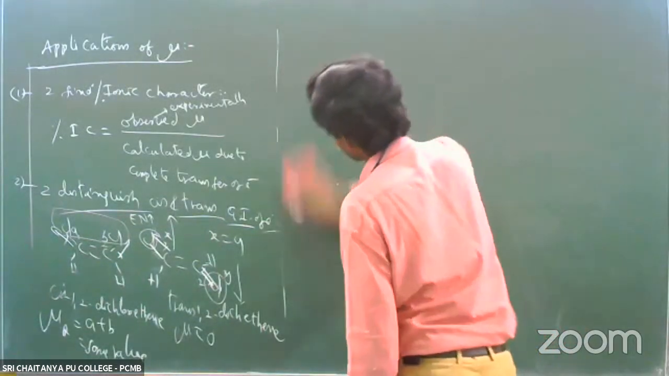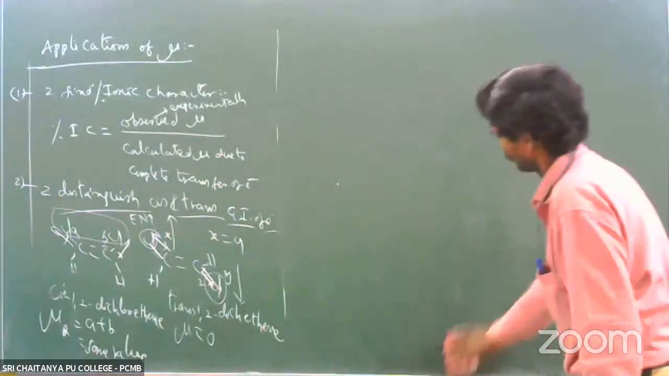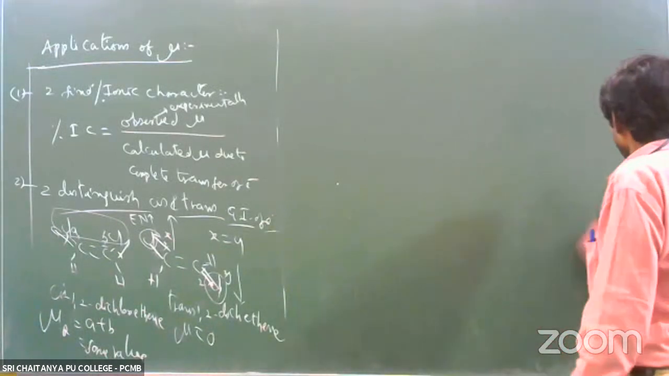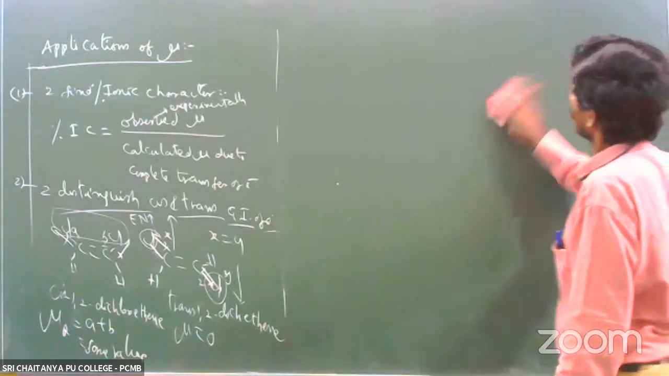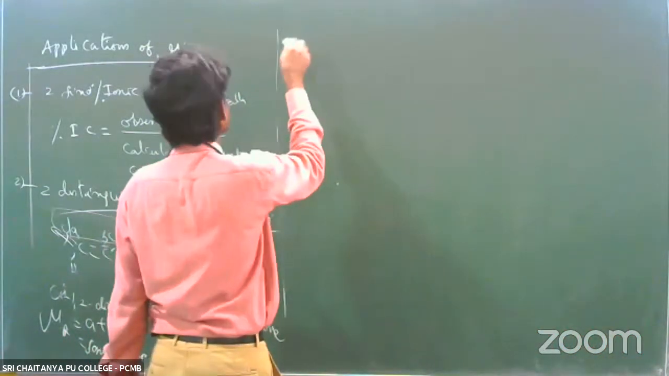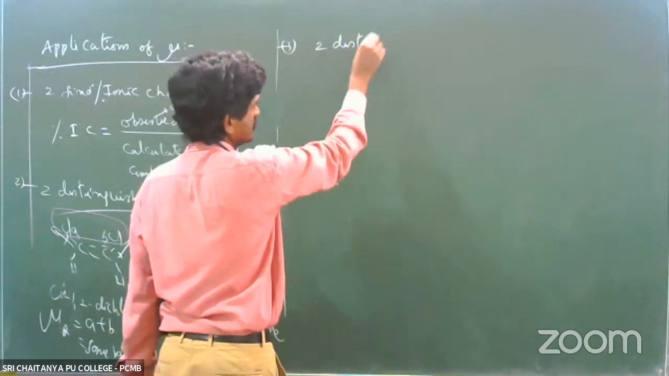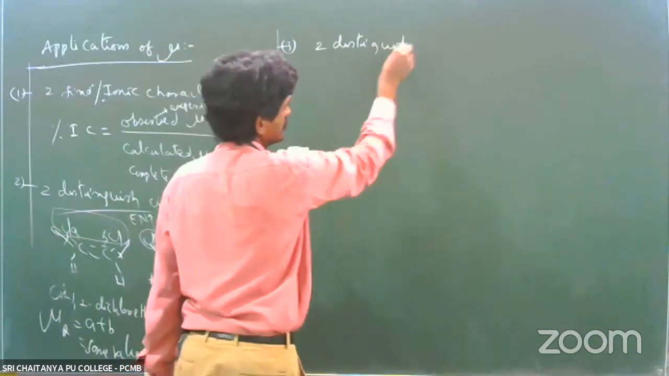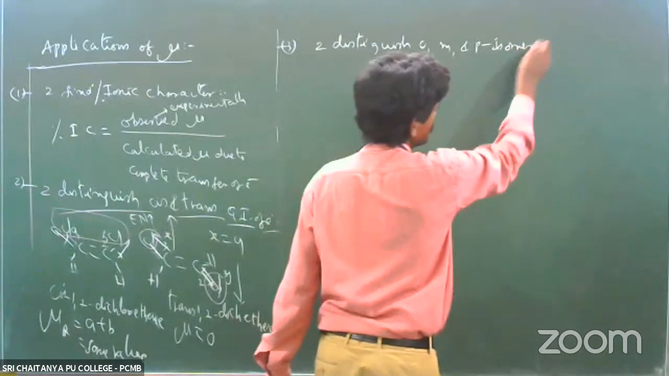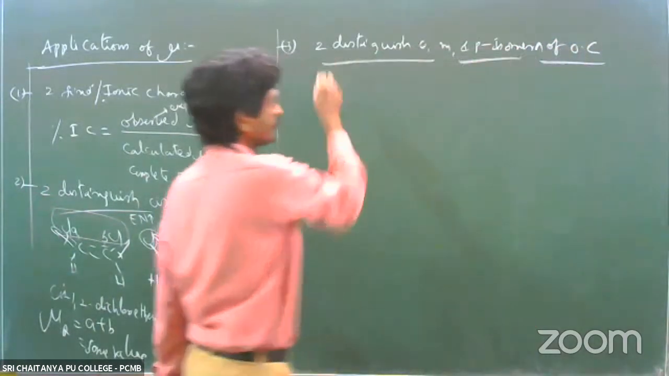Dipole moment is also useful to distinguish ortho, meta, para isomers of aromatic organic compounds. So the next application is that it is useful to distinguish ortho, meta, and para isomers of aromatic organic compounds.